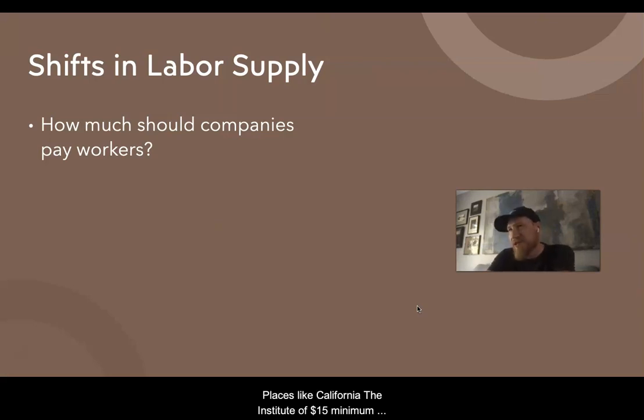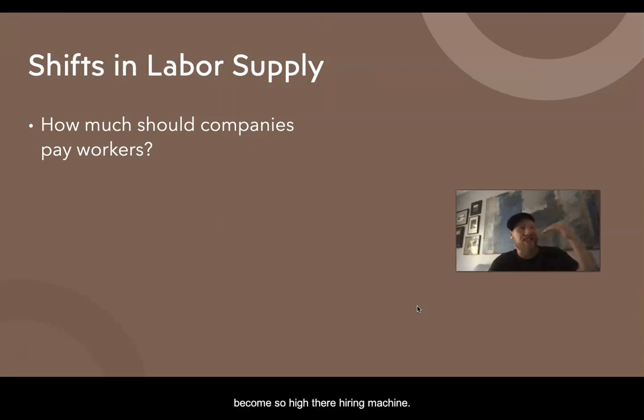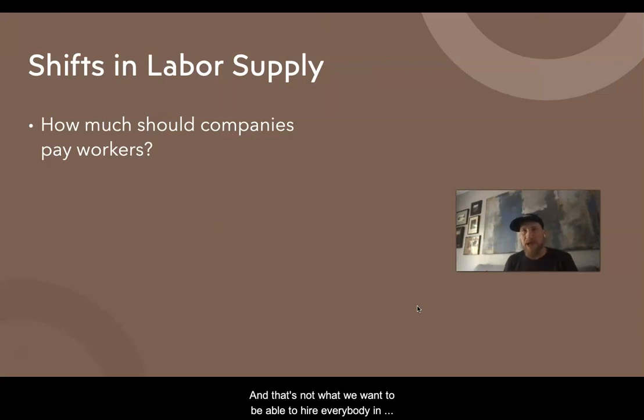Places like California that have instituted a $15 minimum wage are running into the same problems. Instead of hiring workers, now that wages have become so high, they're hiring machines. And that's not what we want. We want to be able to hire everybody. And so that means that some laborers may need to take a lower wage. And the reason is this.